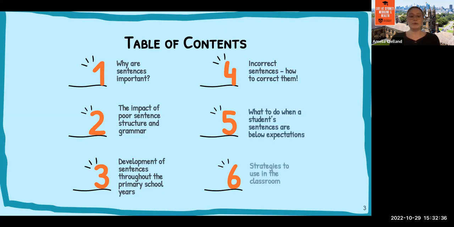We will also explore different ways and strategies you can utilize to support students with a developmental language disorder or learning disability where their verbal or written expression is not within expectation.